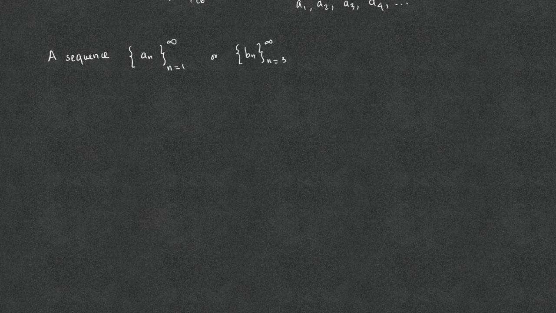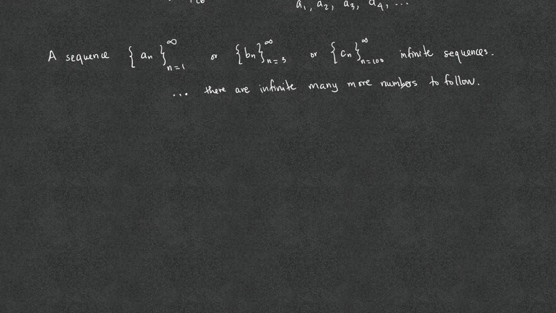There is nothing special about the letter A or B. For example, the sequence of A can start with n equals 100 and end with infinity. These are the infinite sequences. We use the three dot symbol to denote that there are infinitely many more numbers to follow.